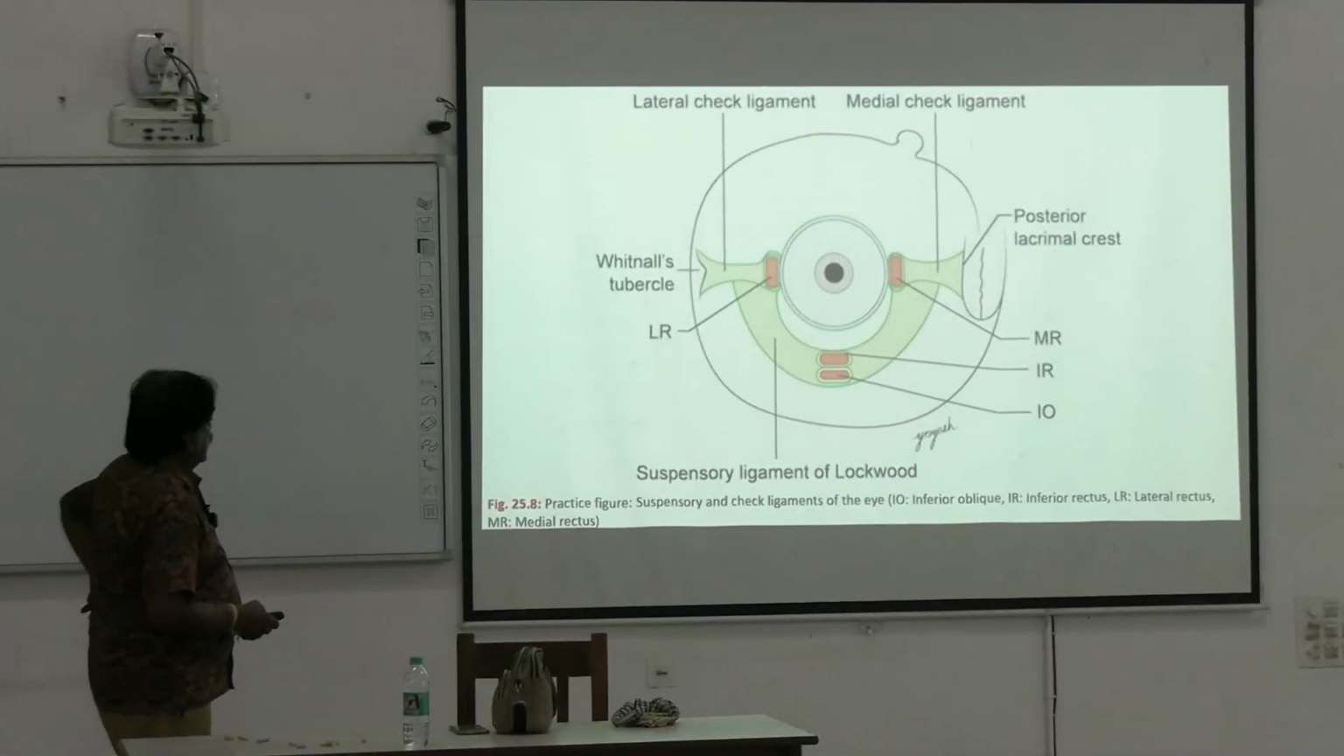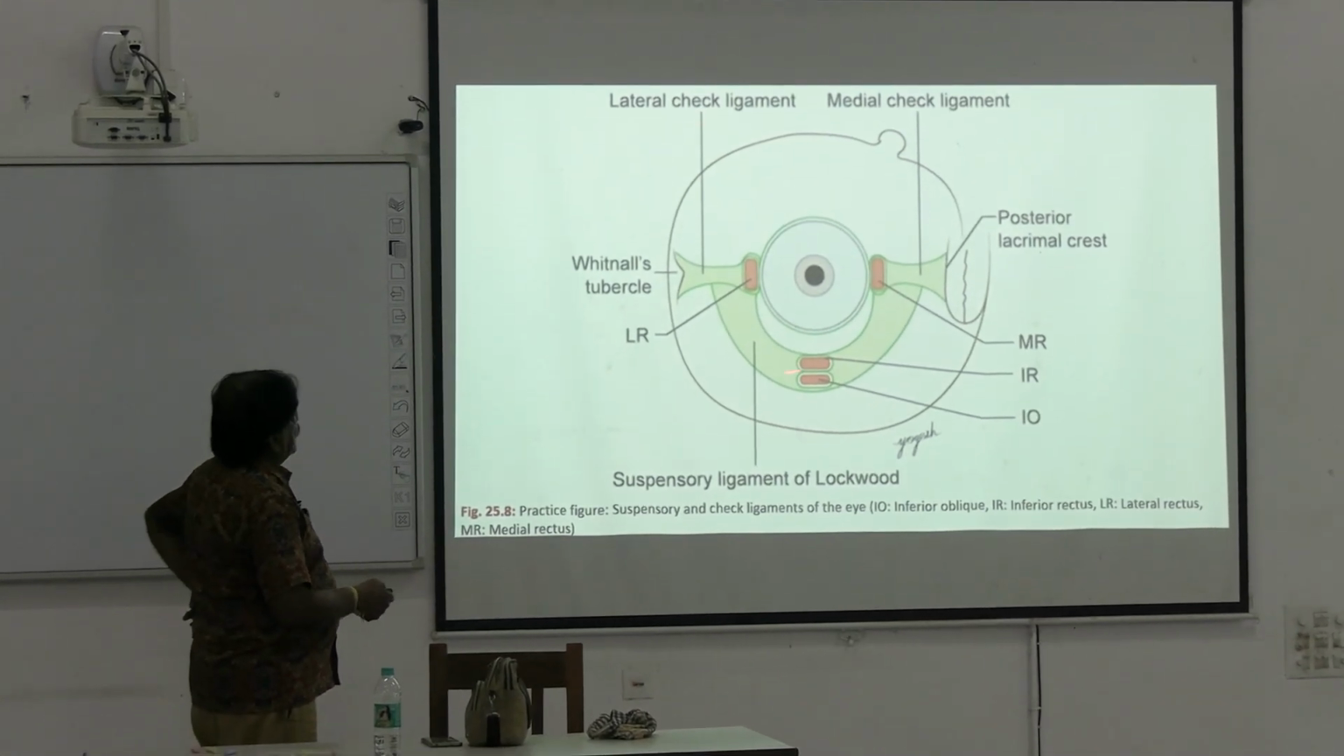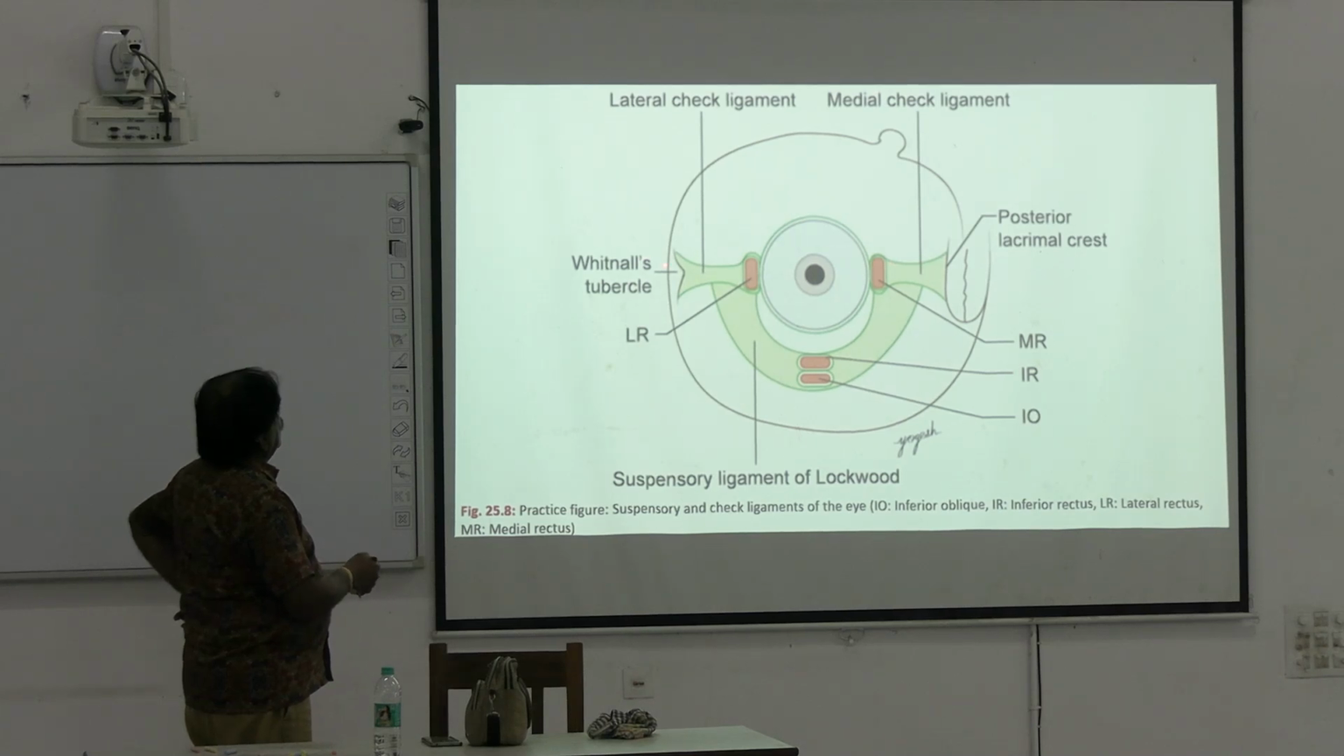Now again, the same thing, but in the practice figure: lateral check ligament, medial check ligament. This is Whitnall's tubercle, posterior lacrimal crest is here, and medial rectus, inferior rectus, inferior oblique. This is the suspensory ligament of Lockwood.